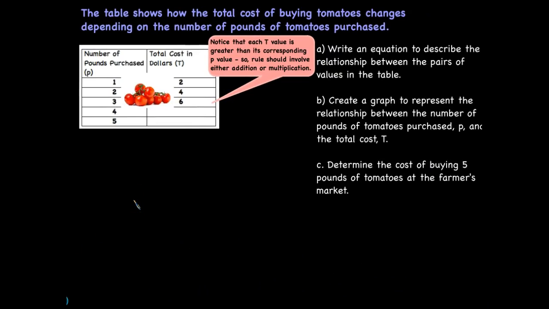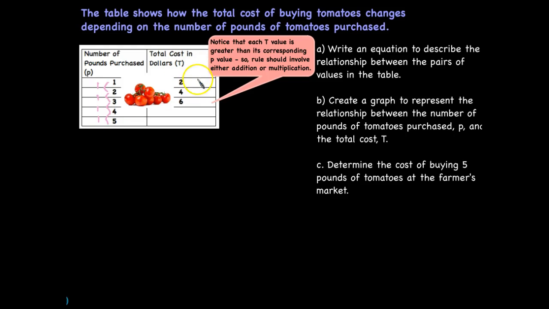Let's look at this example. This table shows how the total cost of buying tomatoes changes depending on the number of pounds of tomatoes purchased. Let's examine the table. In our x value column, we have the number of pounds purchased, which we'll call little p, and it goes up by 1 every time. We have 1 pound, then 2 pounds, 3 pounds, 4 pounds, 5 pounds. So we can see this difference is equal, going up by 1.